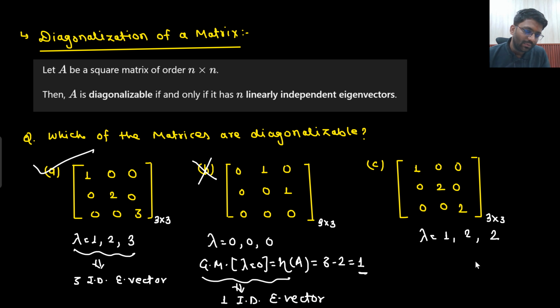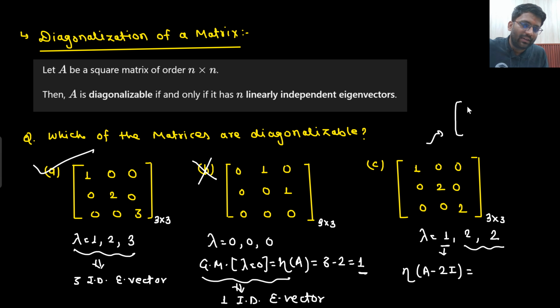Here what are all the eigenvalues? 1, 2, 2. So here I will get one independent eigenvector for sure. I don't need to care about it, but here I need to care about it. So what do I need to find out? The nullity of A minus lambda I, that is A minus 2I. So what will I get? 1, 0, 0. A minus 2I I am calculating, so you need to subtract 2, 2, 2. This will become minus 1, this will become 0, and this will also become 0. So all these will become 0.